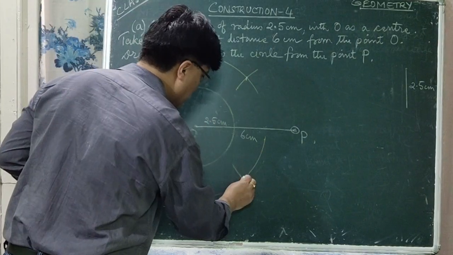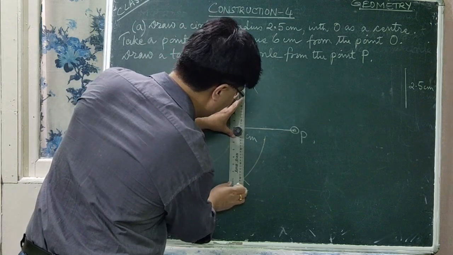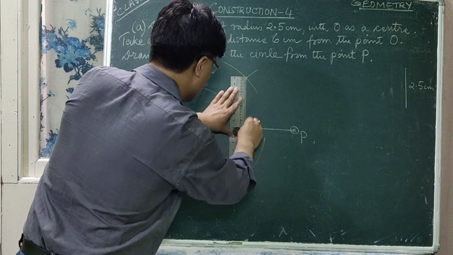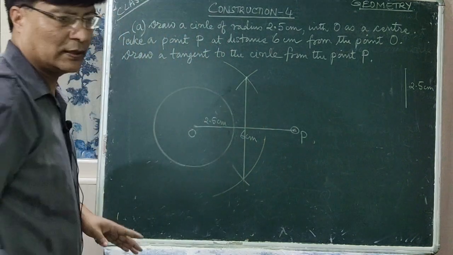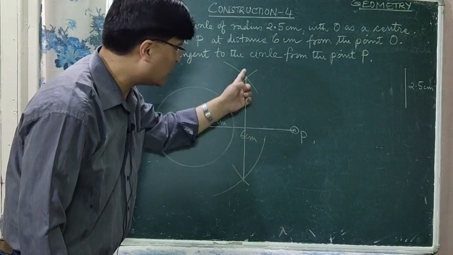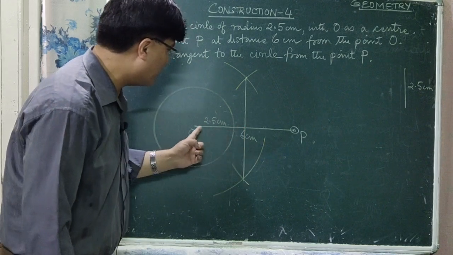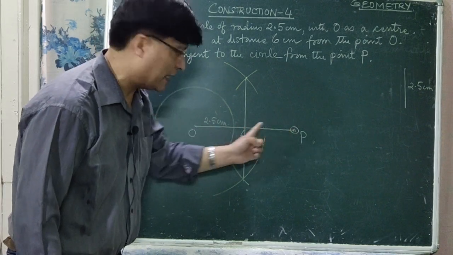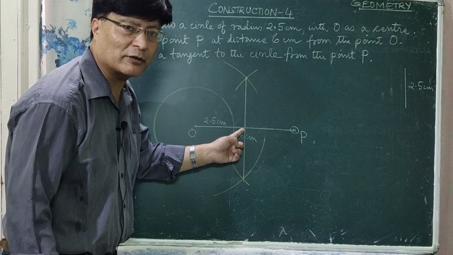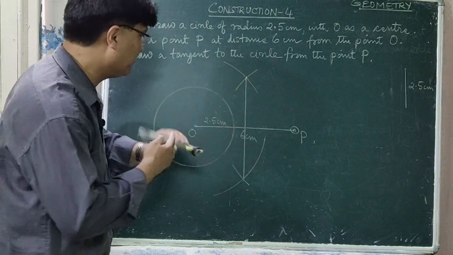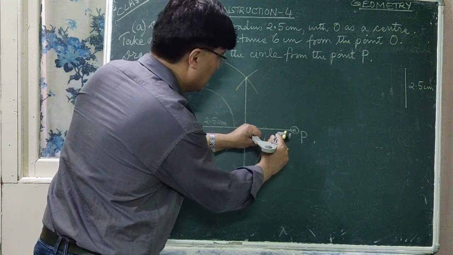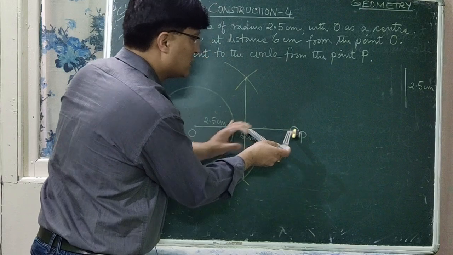Next, what will you do? Join these two points. These two points must be joined now. Okay, so now, if these two points are joined, you will get a straight line. And this straight line will bisect the line OP at this point. And this point will be the center of the semicircle that you will draw out here. So now, taking this as the center of the semicircle.